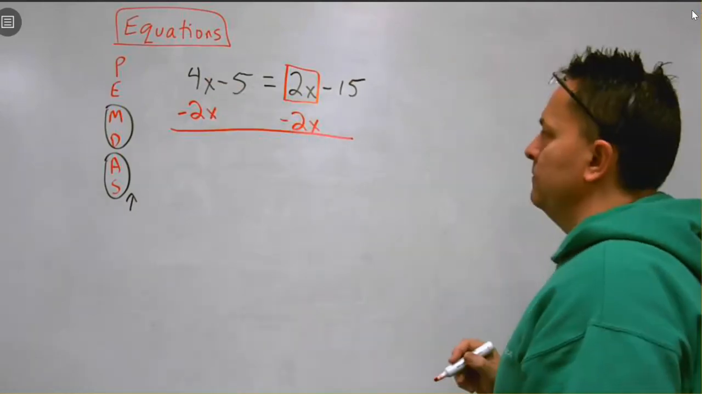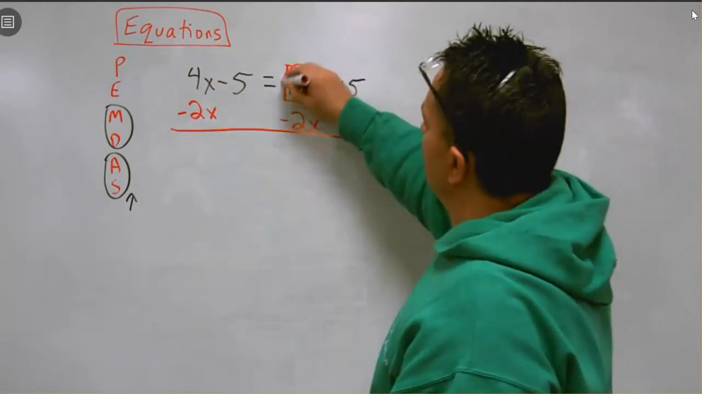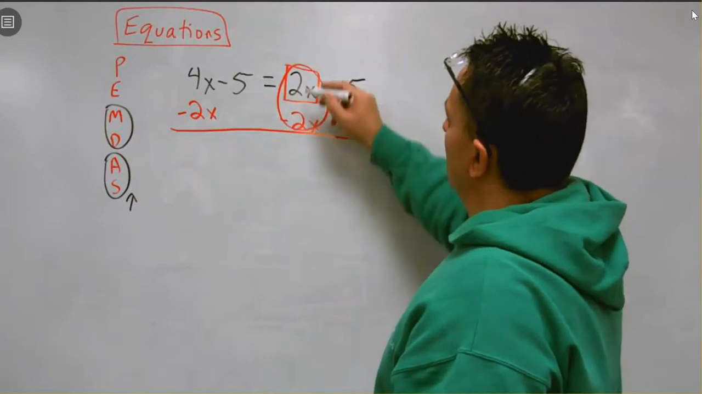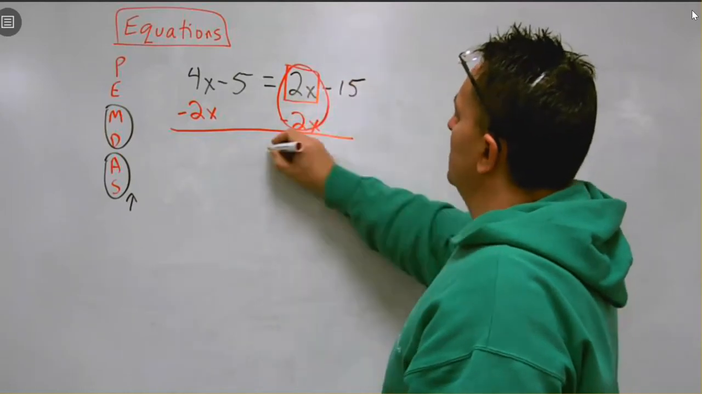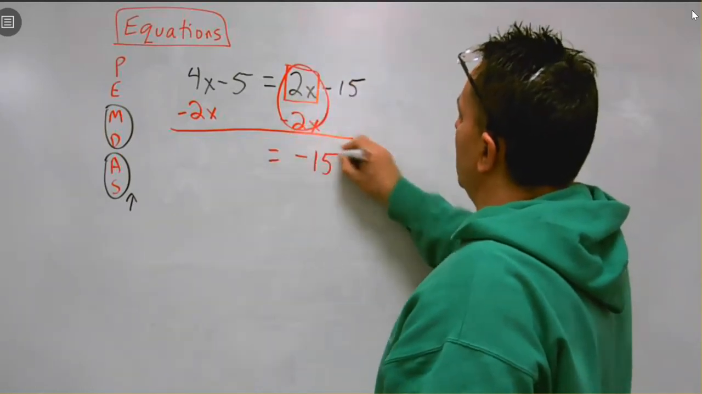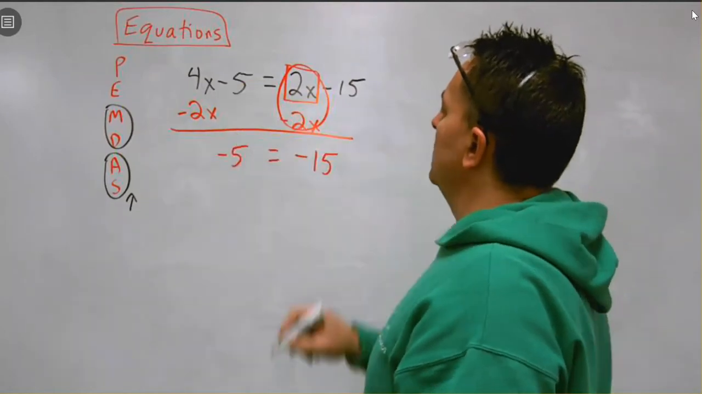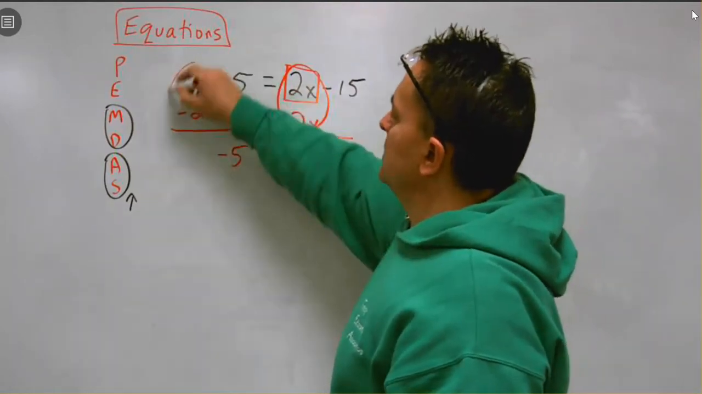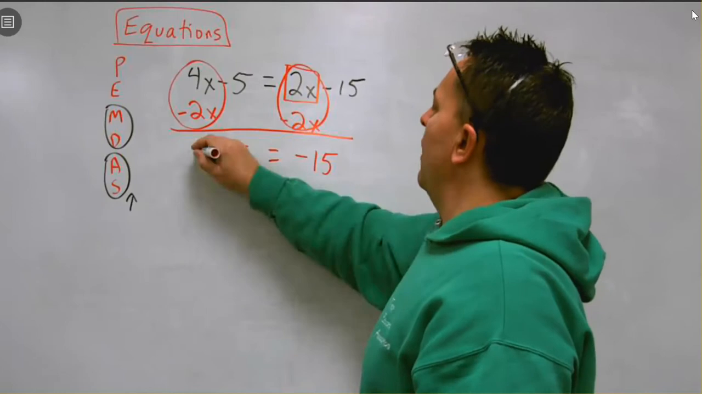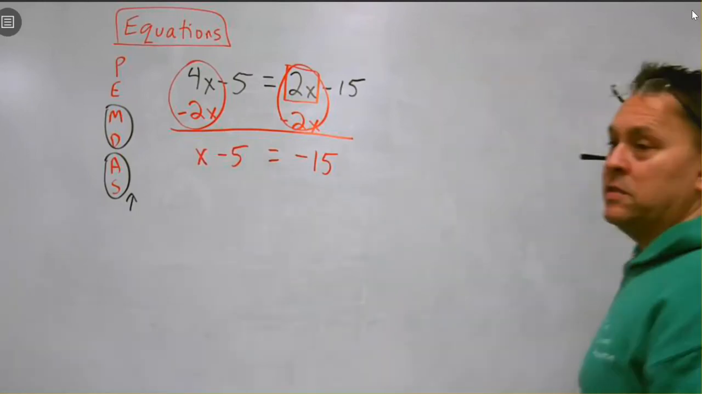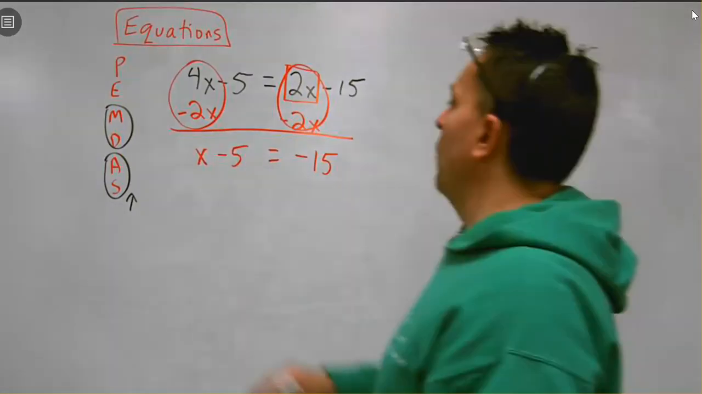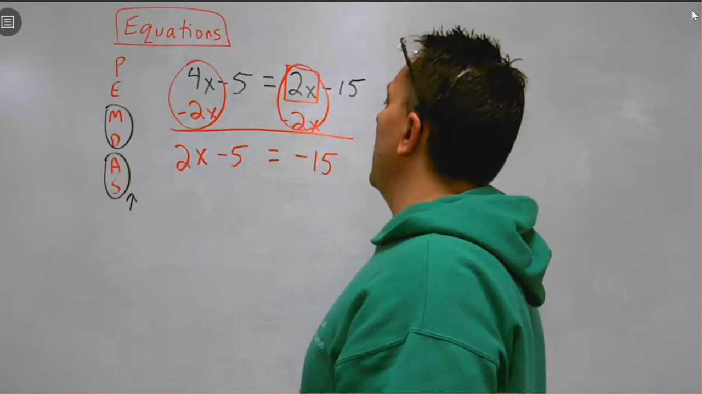Okay, so what happens is this zeroes out. 2x minus 2x means all I have is minus 15. I bring down the minus 5 here. Then I take the 4x and the minus 2x and figure out how many x's I have. Well, the signs are different, so I'm going to subtract. 4 minus 2 is 2. Keep the sign of the larger, so it stays positive.